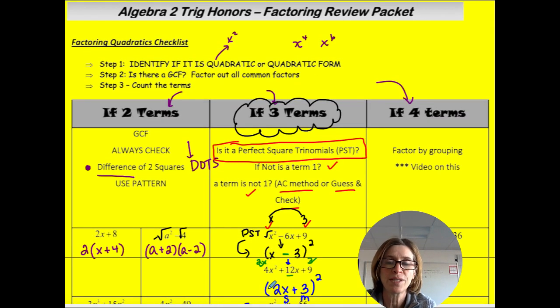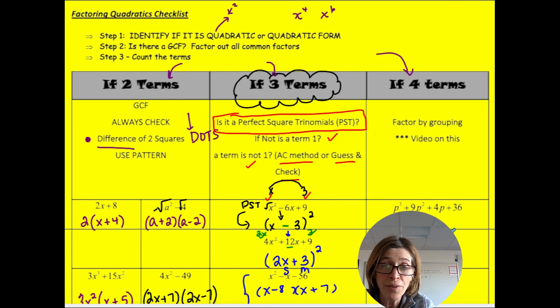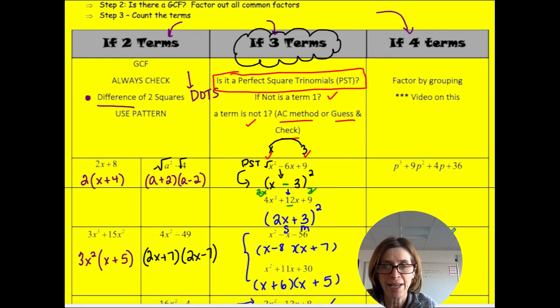So if it's 4 terms, I do have a video on this as well, but we're going to try it. When it's 4 terms, we group together 2 of the terms, pulling out a GCF. I'm going to try by grouping together the first 2 and the last 2, although you don't need to group those together. All right, so I pull out their greatest common factor, in this case, p squared, and I'm left with p plus 9. I go to the second group.